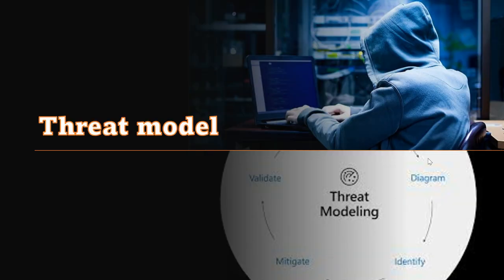The next comes threat modeling. Once all the details are ready, another important step is to make a threat model, because using the threat model, we will mainly identify the different entry and exit points that need to be tested, that need to be mainly audited.